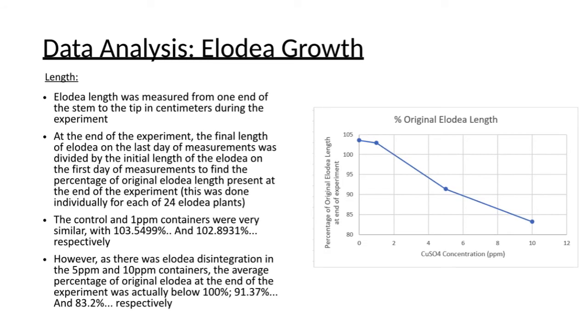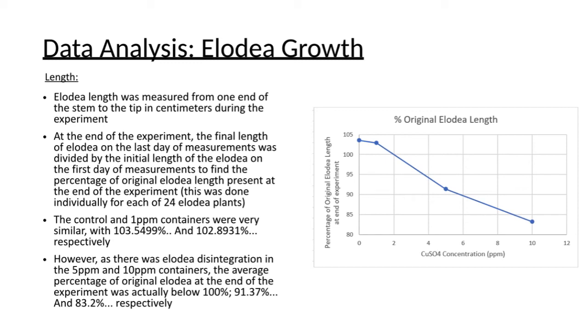Allodia length was measured from one end of the stem to the tip in centimeters during the experiment. At the end of the experiment, the final length of allodia on the last day of measurements was divided by the initial length of the allodia on the first day of measurements. This was used to find the percentage of original allodia length present at the end of the experiment, done for each of 24 allodia plants, as done for the mass. The control and 1 ppm containers, again, were very similar, with 103.5% and 102.8% respectively.